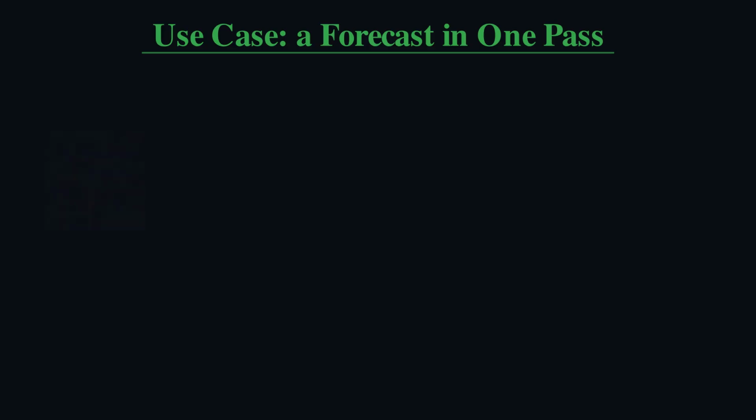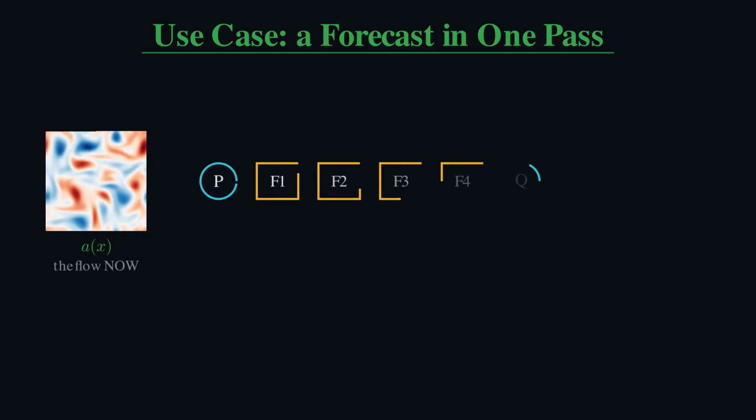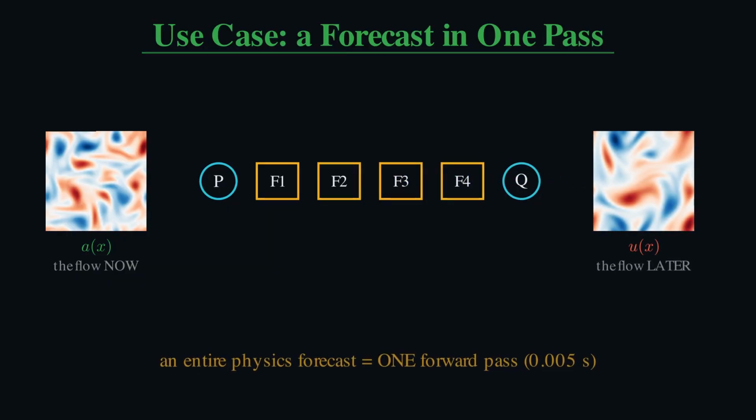Now watch the whole machine do a real job, end to end. The use case, forecasting. In goes the state of the flow right now as a function. P lifts it, 4 Fourier layers reason about it globally, Q projects it back, and out comes the flow at a later time. No time stepping, no grid sweeps. An entire forecast is one forward pass through a network, 5 milliseconds. This is what replaced 18 hours of solver time in the paper's inverse problem.